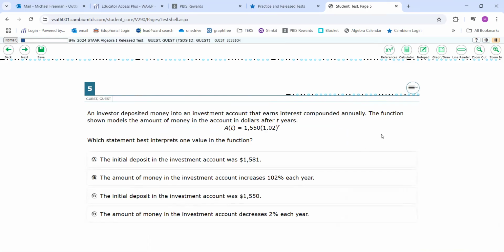All right, number 5. An investor deposited money in an investment account that earns interest compounded annually. The function shown models the amount of money in the account in dollars after t years. So A of t equals 1550 times 1.02 to the power of t. Which statement best interprets one value in the function?